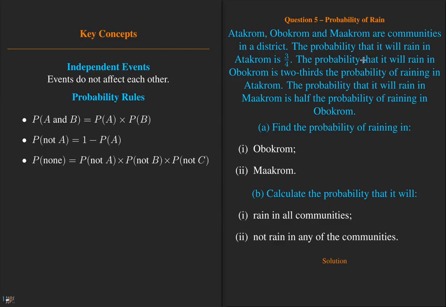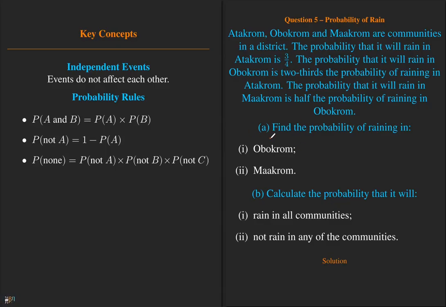So as you can see, here is question number 5. Let's read it together. It says Atakrom, Obokrom and Maakrom are communities in a district. The probability that it will rain in Atakrom is 3/4. The probability that it will rain in Obokrom is 2/3 the probability of raining in Atakrom. The probability that it will rain in Maakrom is half the probability of raining in Obokrom.